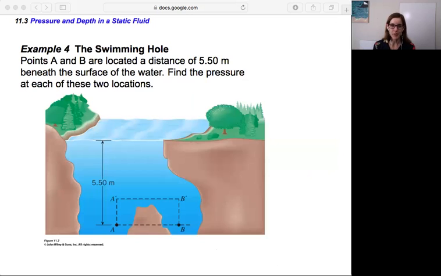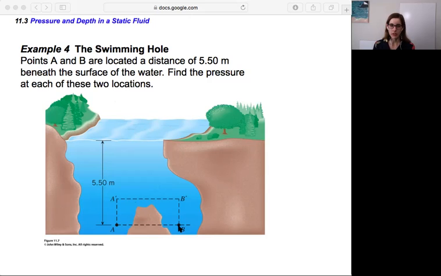Let's look at another example, example 4 with a swimming hole. Points A and B are located at a distance of 5.5 meters beneath the surface of the water. Find the pressure at each of these 2 locations. All right, so we notice they gave us a nice picture. 5.5 meters below the water is point A, and then there's a rock in the middle, and so sort of over here off to the side is point B.